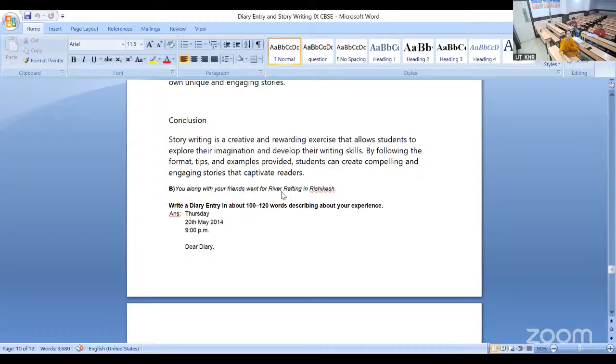Literature there. So if you don't write, you don't know, you cannot. You along with your friends went for river rafting in Rishikesh. An essay will come. Write a diary entry in about 100 to 120 words describing your experience. So fiction, anything you can write. I have read about river rafting.